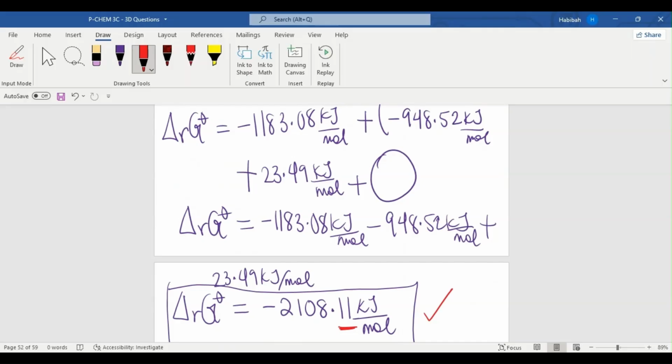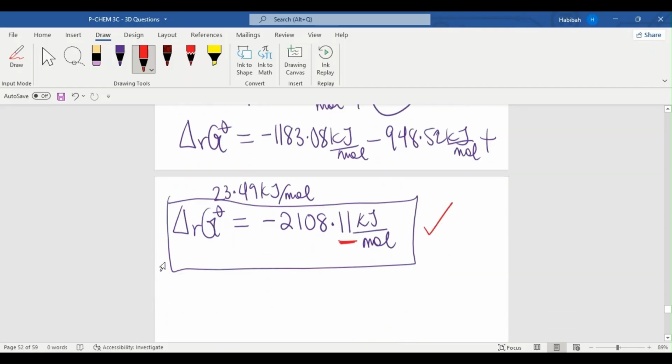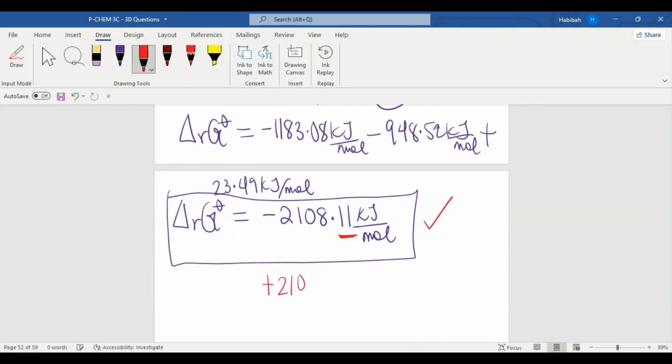I want to quickly mention something so that there isn't any confusion. I have noticed that in some solutions on the internet, they use plus 2108.11 kilojoule per mole instead of negative. I explained this in my other video, the first version of this question, where we did the combustion of methane gas, and this one we're doing the combustion of propane gas. It's possible that some of you are not taking this physical chemistry course as a chemistry major, but as something else.